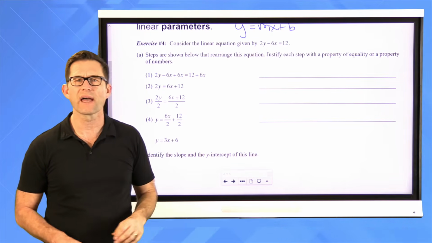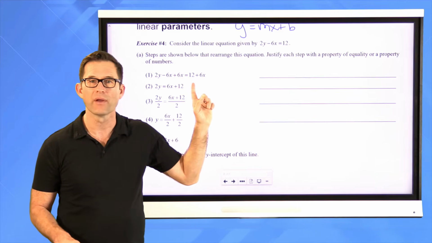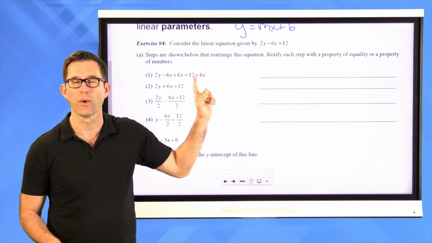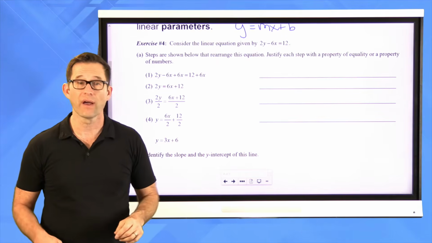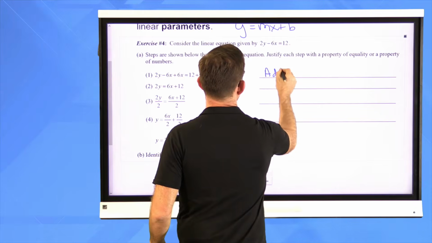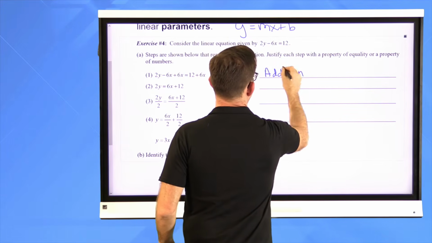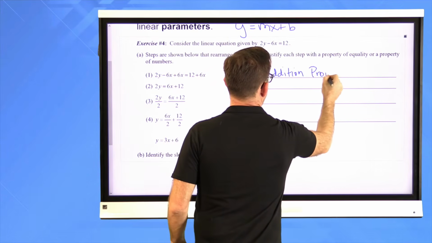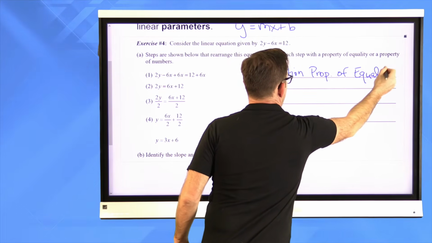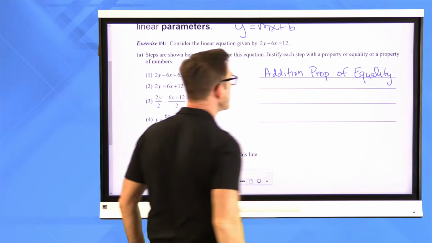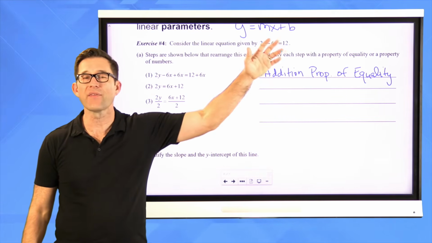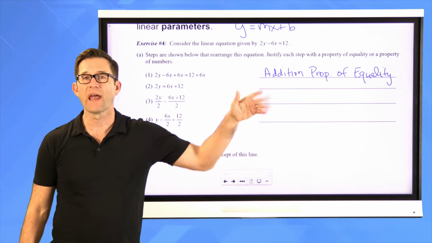So what exactly happens? Well, in the first step, it appears that a 6x is added to both sides of this equation, right? How do we justify that? Well, we justify that with the addition property of equality. All right, so the addition property of equality justifies the fact that, hey, I know I got to get that x on the other side, so I'm just going to add a 6x to both sides.